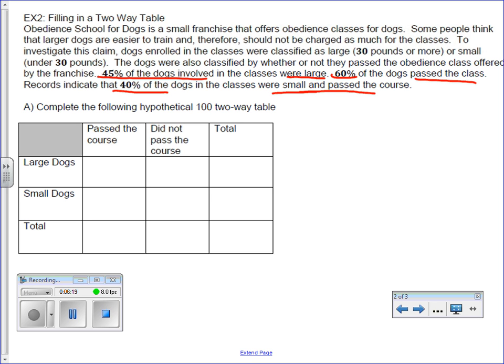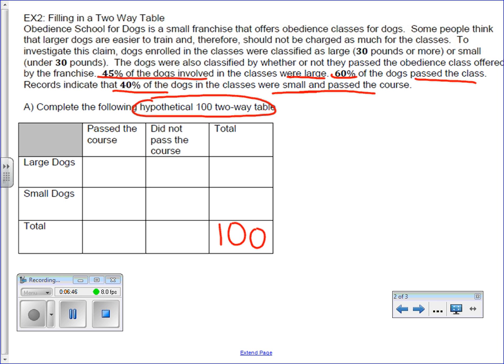The first thing we're going to do is, this is called a hypothetical two-way table, and it's called the 100 two-way table, because all of these numbers are out of percentages. If we don't know how many dogs there are in total, then the percentages don't really mean much. So to give it some context, we're going to put a 100 in the bottom right corner. And now everything will be based off of 100.